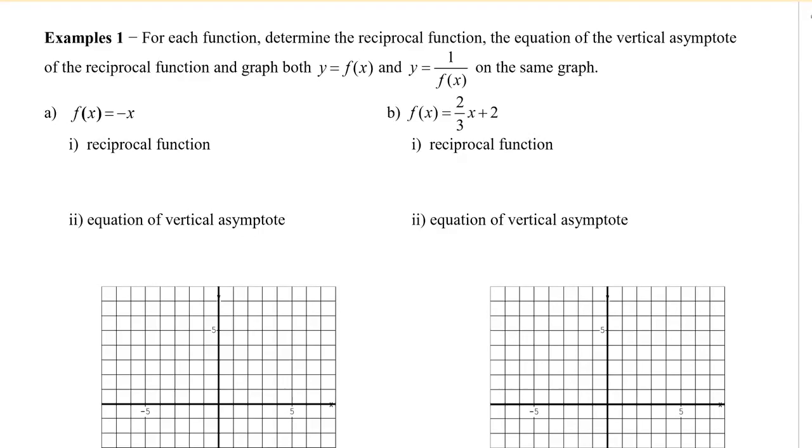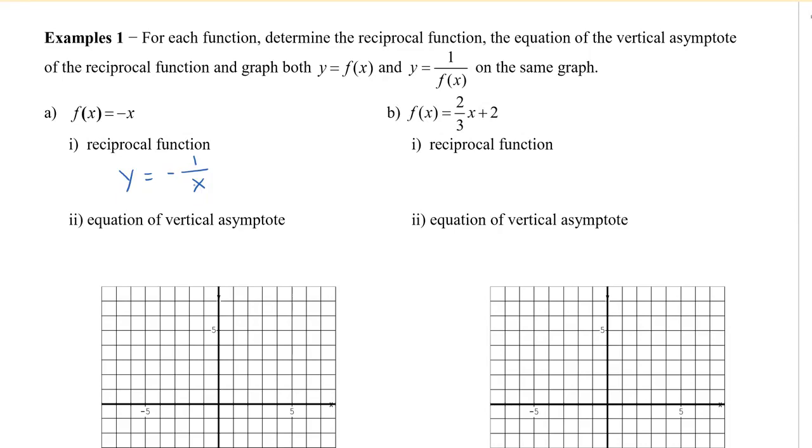Let's take a look at a couple of examples of how to draw the reciprocal function. Now, in a previous video, I showed you how to graph the reciprocal of f of x equals positive x. So now I'm going to show you how to graph f of x equals negative x and then take its reciprocal. So let's first write the reciprocal function, and that would be y is equal to negative 1 over x. And we also want to find the asymptote.